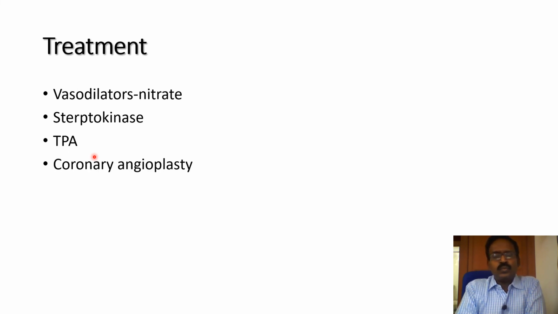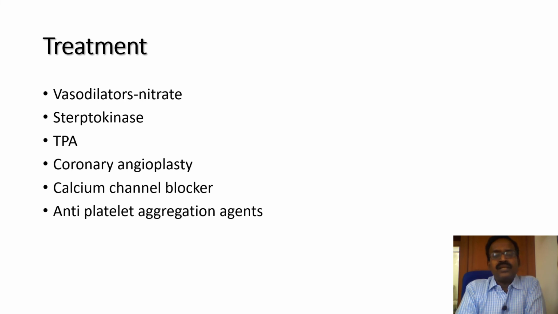Coronary angioplasty. During coronary angiography, we can insert a catheter and remove the clot obstruction; that is coronary angioplasty. And calcium channel blockers like verapamil produce vasodilatation and increase coronary blood flow. Antiplatelet aggregation agents, especially aspirin and clopidogrel, inhibit the cyclooxygenase pathway and prevent thromboxane A2 formation. So it is helpful to prevent myocardial infarction and ischemia.